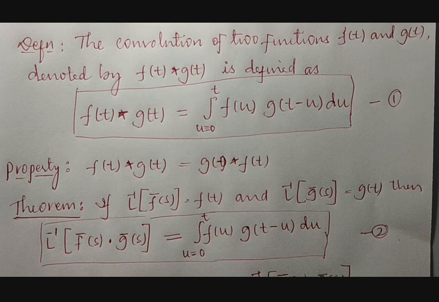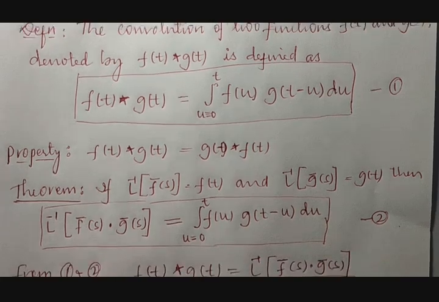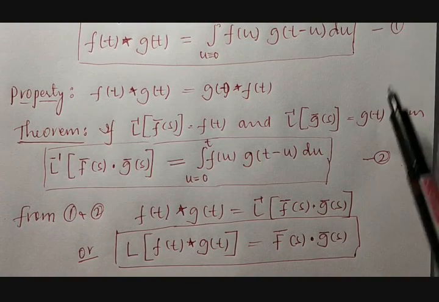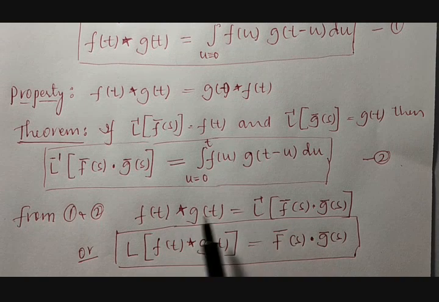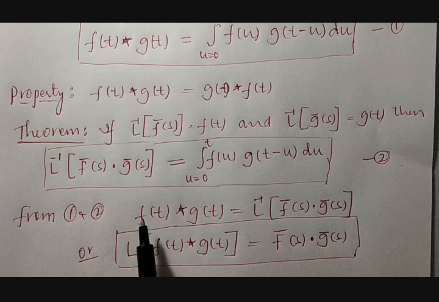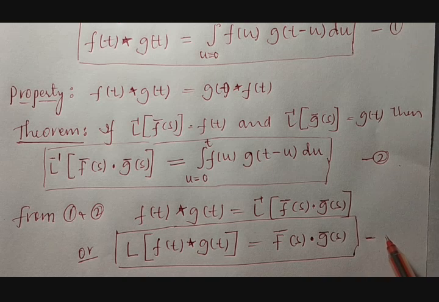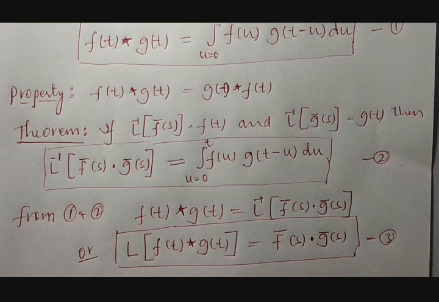Or else, if we send this Laplace inverse to the other end, from these two equations we get this result. If this Laplace inverse is taken to the other end, then it becomes a Laplace transform. Therefore, the Laplace transform of f of t star g of t is equal to f bar of s into g bar of s. This is a very important result, and I'll take it as 3. It gives a path to obtain the Laplace transform of a convolution between two functions.